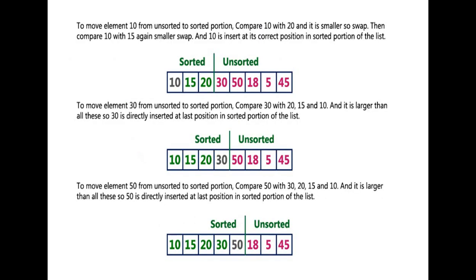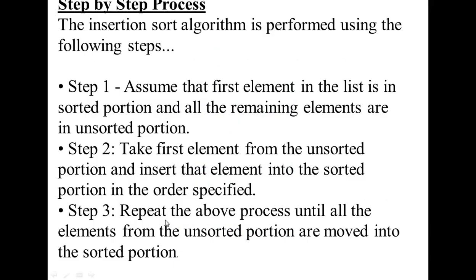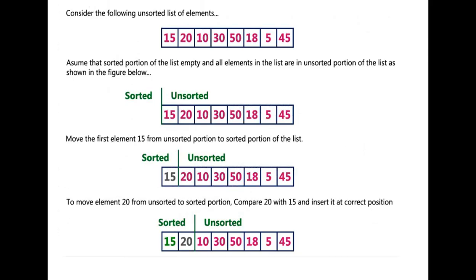Now step number 3, repeat the above process until all the elements from the unsorted portion are moved into the sorted portion. Now you can see here in the first step I have taken 15. Now I will take 20, and again I will compare this 20 with the first element, right? So to move element 20 from unsorted to the sorted portion, compare 20 with this 15 and insert it at the correct position. So here 20 is greater than 15, so it will be placed after this 15 only.